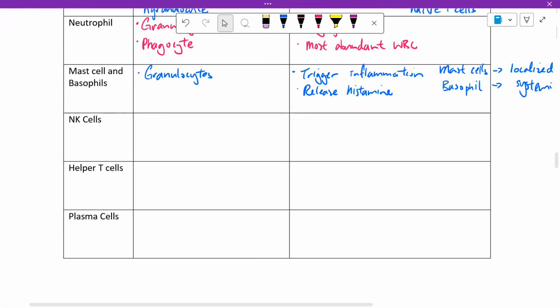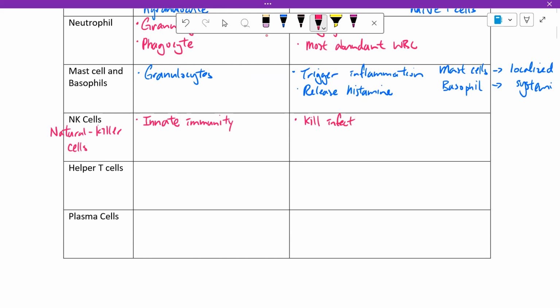NK cells. NK cells are natural killer cells, right? Not to be confused with killer T cells. So these are part of the innate immunity. Okay, innate immunity. And they kill infected cells. Right, and they kill tumor cells.